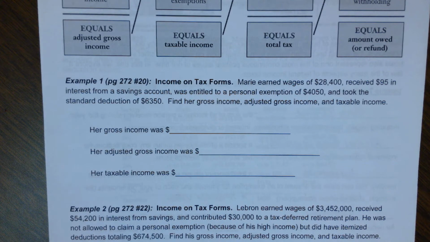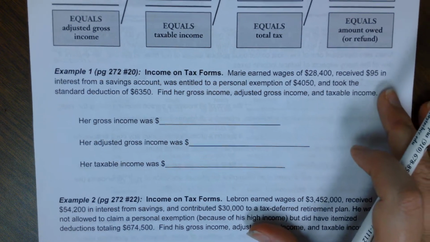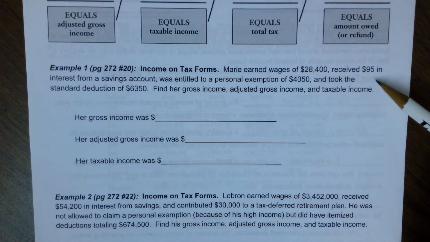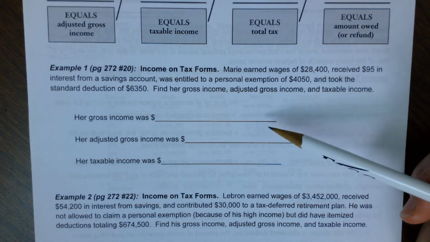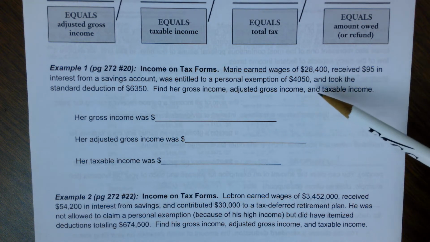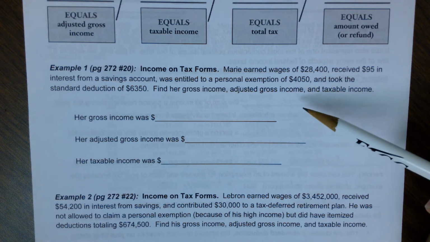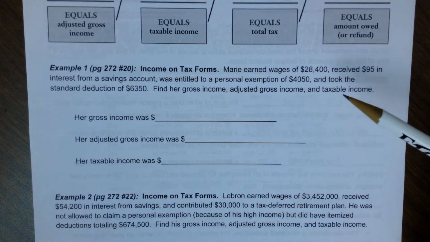Okay, so let's practice just that first part. Marie earned wages of $28,400. She received $95 in interest from a savings account. She was entitled to a personal exemption of $40.50 and took the standard deduction of $63.50. Find her gross income, adjusted gross income, and taxable income.